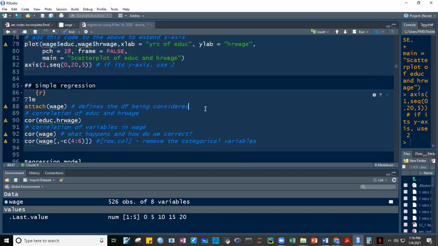Okay, sabi natin, pag magre-regression, kung isa lang naman guys yung data frame na ginagamit natin, para hindi na maulit-ulit yung wage$education, wage$hourly wage, edi sabihin na lang natin kay R na paki-attach mo si wage. Ibig sabihin ng pag-attach, lahat ng mga variables na i-mention natin are all coming from wage. No? Sige, let's do this. Attach natin. Attach.